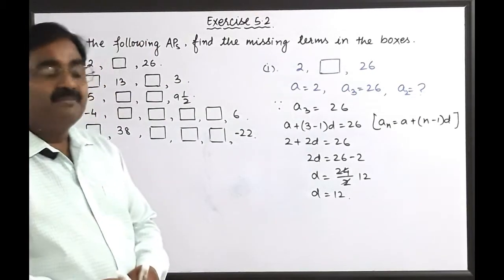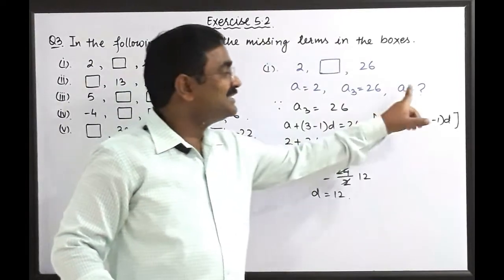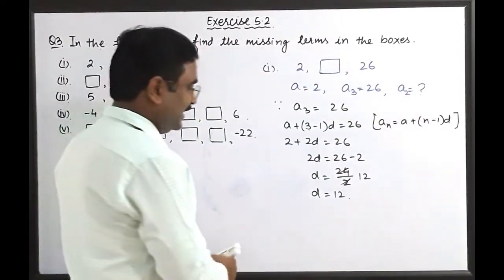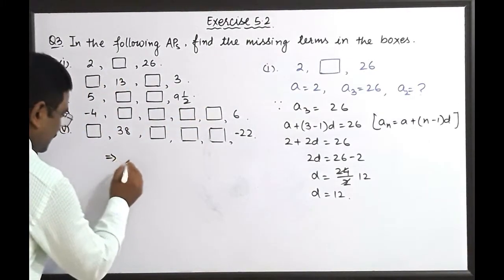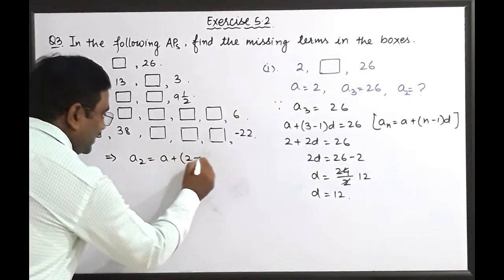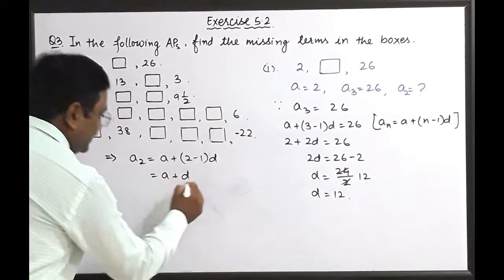अभी आपका मिसिंग टर्म कौन सा है? This is the missing term, means the second term, a2, we are going to find. Right? Let us find the value of a2. So a2 is equal to, you know that, a plus 2 minus 1 into d. It can be written as a plus d.